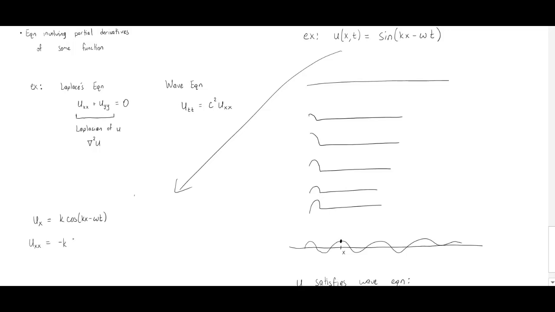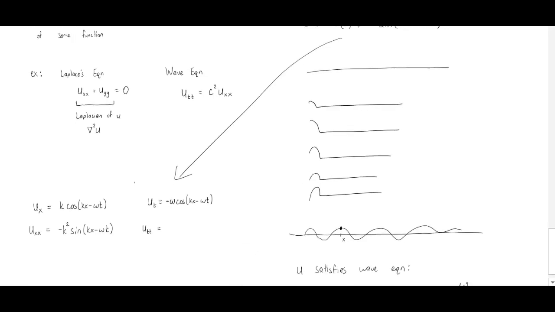Good. Let's also get ut. Cosine of kx minus omega t, and then omega on the outside. Negative as well. Okay, and then let's compute utt. Negative omega squared, and then sine. It's negative because cosine gives you a negative, but then sine gives another negative. So there are a lot of negatives there. It's very tricky, but okay.